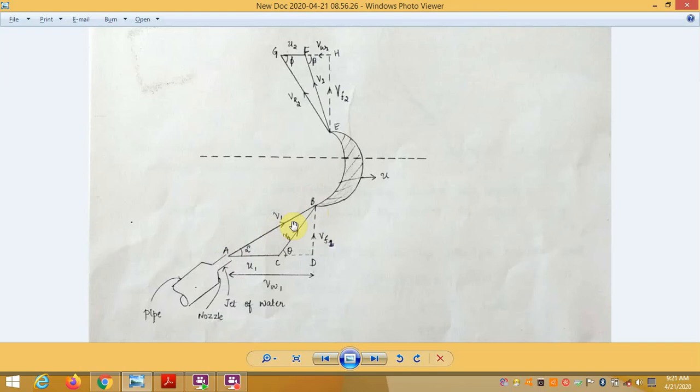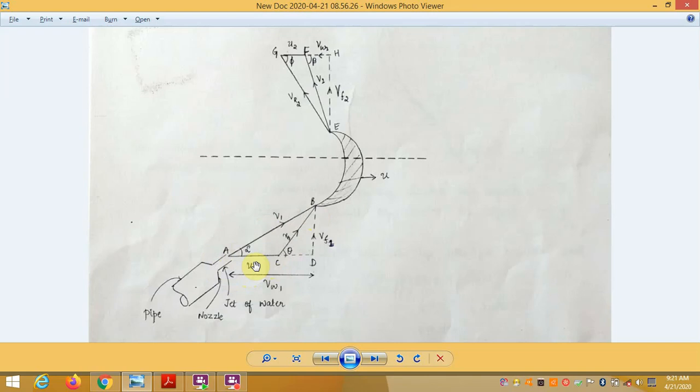Next, draw AC. This is a horizontal line AC. Draw AC equal to U1, that is the initial velocity of the vane, to the same scale. Whichever scale I took, that same scale I have to take.